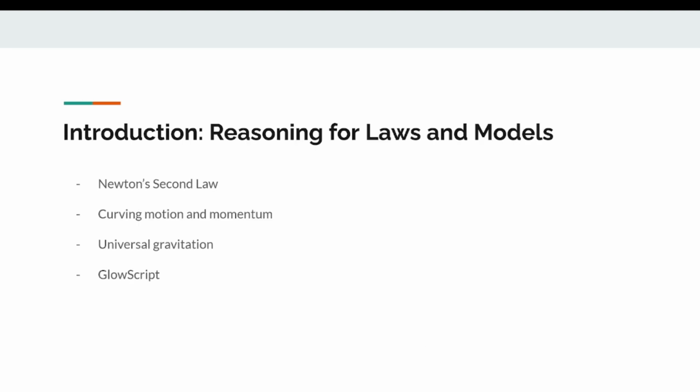So the reason for the laws and models: first, Newton's second law is being used because it's used to determine the velocities and accelerations of all the objects, and to determine the specific parts of forces that are interacting with other objects in the system. We'll also be using curving motion and momentum, because all the objects are going to be orbiting around a black hole, and there'll also be universal gravitation being used, as the force of gravity is the only force being used by all these objects. And then GlowScript is the computational software we're doing everything on.